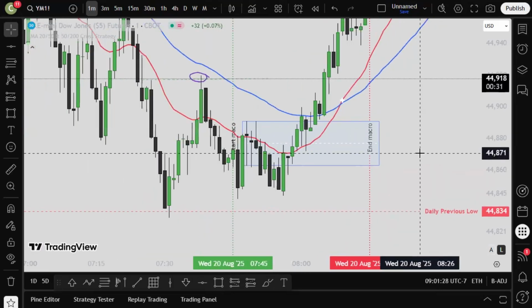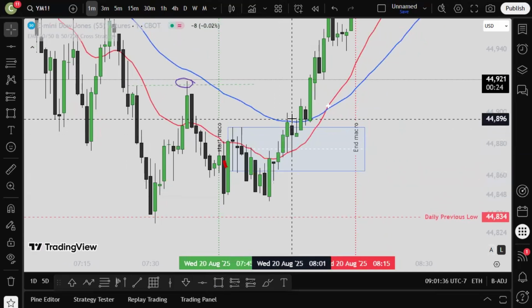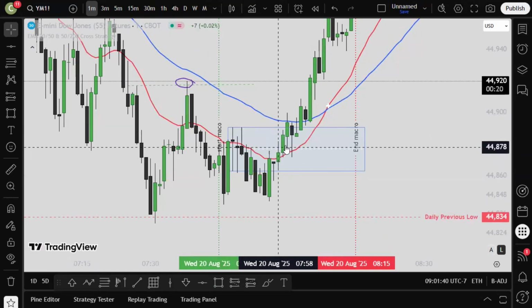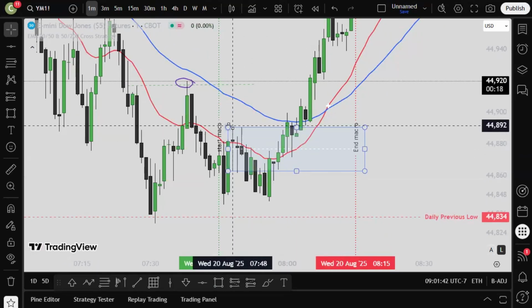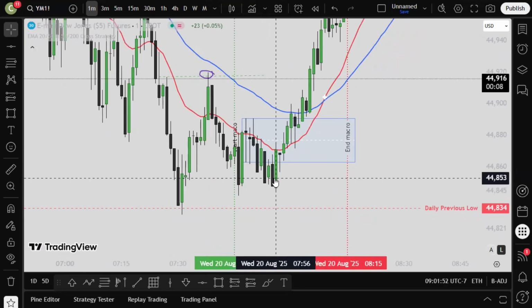More importantly, we have all the rules for the criteria right here. We've come up and you can see we did not displace through the mitigation block for the unicorn model. We just have a series of candles with no fair value gaps inside this mitigation block. A lot of people, if they're stuck with one entry model, could not get into this trade.